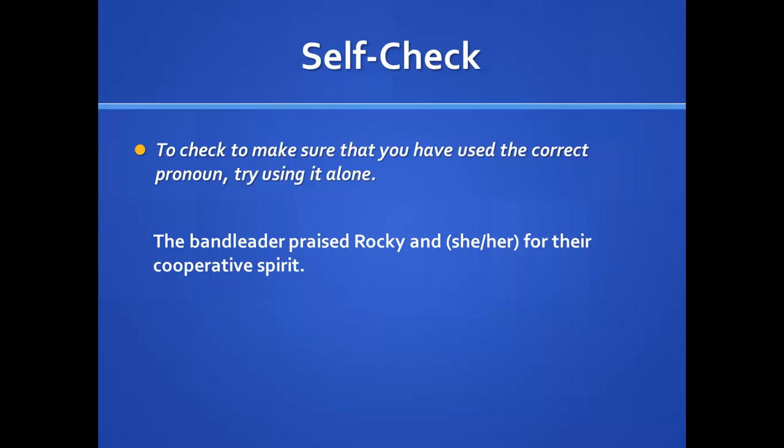In order to self-check yourself, just to make sure that you're choosing the correct pronoun, you can always try using it alone. So, if you're confronted with a sentence like this, the band leader praised Rocky and blank for their cooperative spirit. You need to decide she or her. Well, one way you can figure it out is to try to decide, is this acting as a subject or as an object? Another way, however, to help figure this out is pretend the Rocky and isn't there.